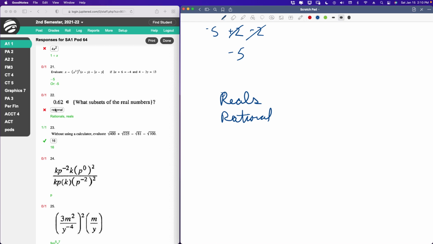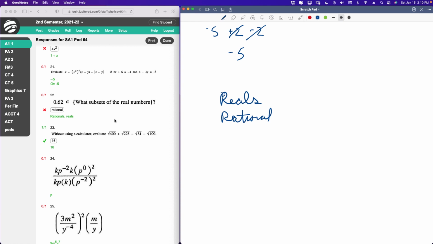Reals and rationals. So you got one of them right, but you didn't get reals. So I'll give you 0.5 for getting rational because that is correct. But you also have to include reals because everything is reals. So by default, you write down reals and then whatever else it's a part of. Okay, sweetheart? But good for figuring out the rational part because that was the harder one to figure out.